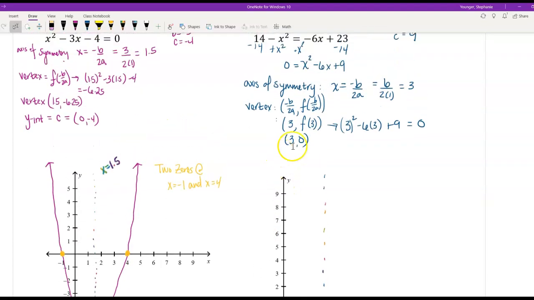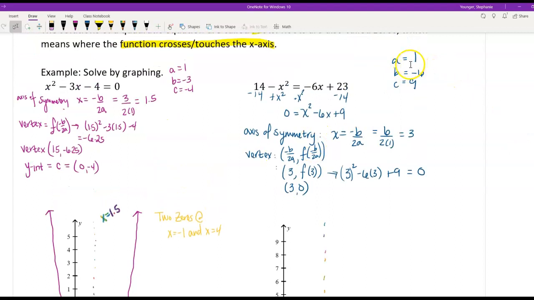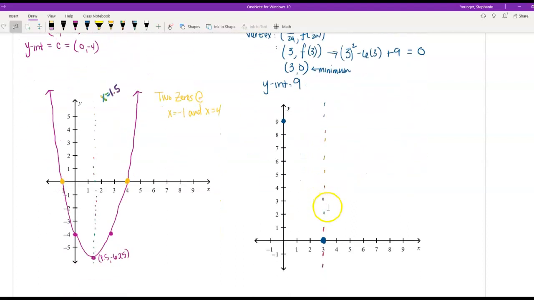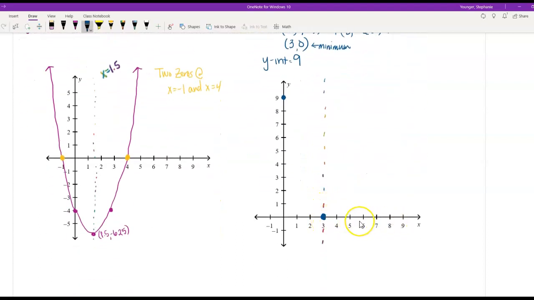All right, because A is positive, we know that this is going to have a minimum. So this is my lowest point. Our y-intercept is 9. So we go to 9 here, which means at 6, I'm also at 9. Now we're going to do our smooth curve.